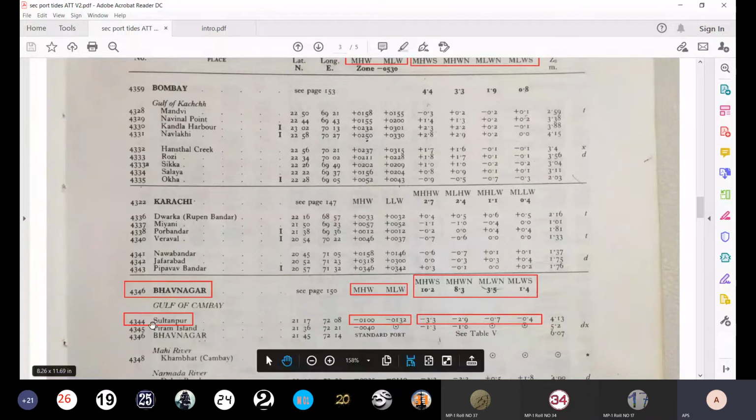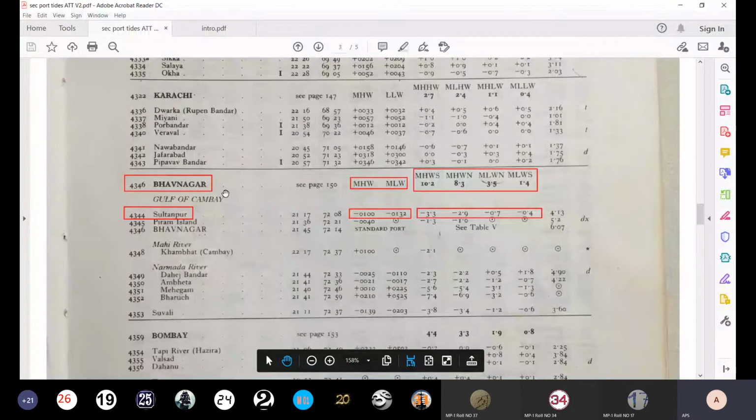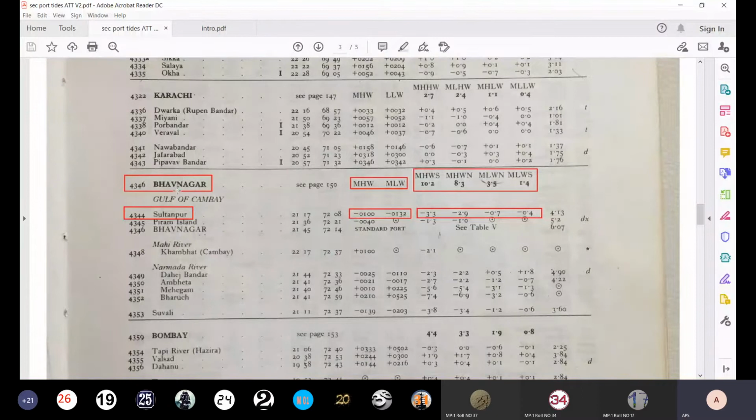Okay, just mark that this port is a secondary port for which the standard port is Bhavnagar. Can you see it is between these two horizontal lines? Bhavnagar is written in bold. So that becomes your standard port. Every other port inside will become your secondary port having a standard port. So Sultanpur 4344, Bhavnagar 4346. We have got time and height corrections to be applied to get the data for Sultanpur.